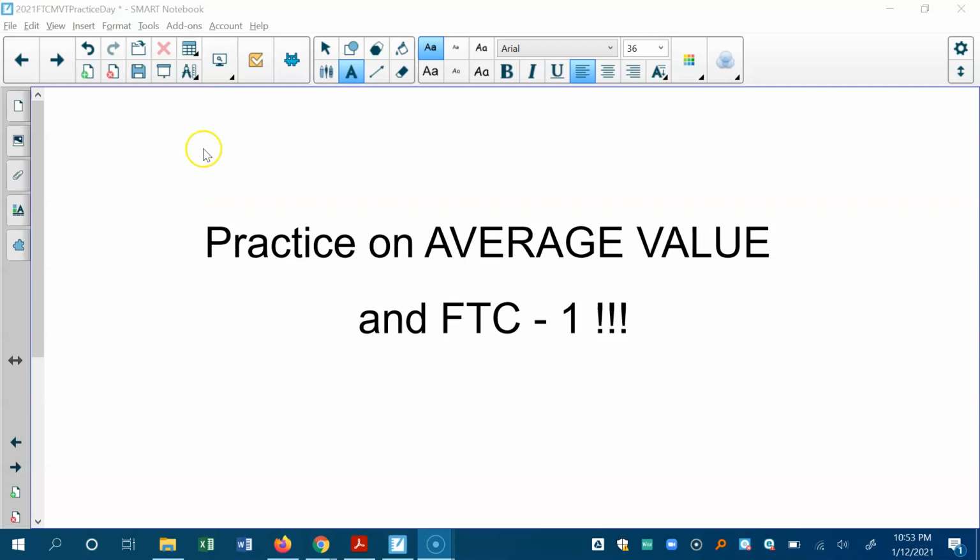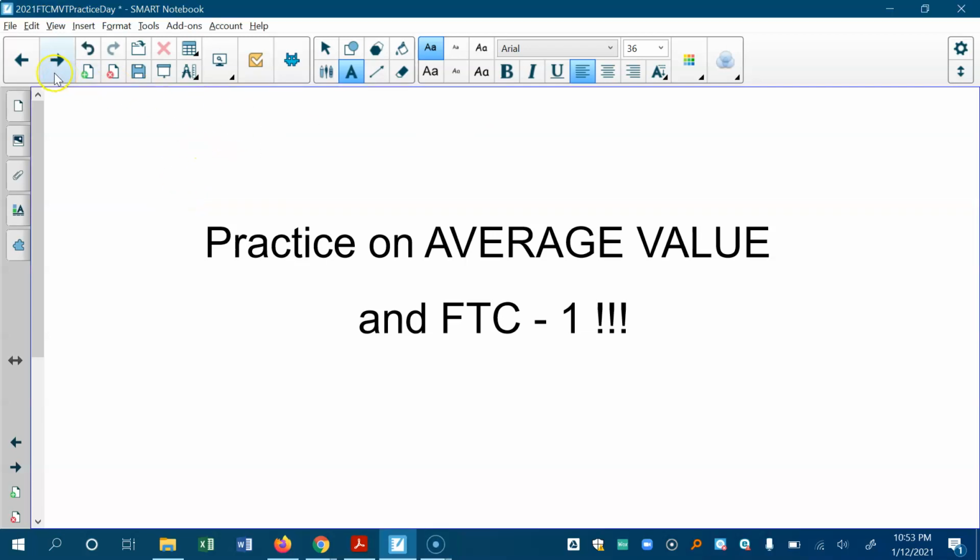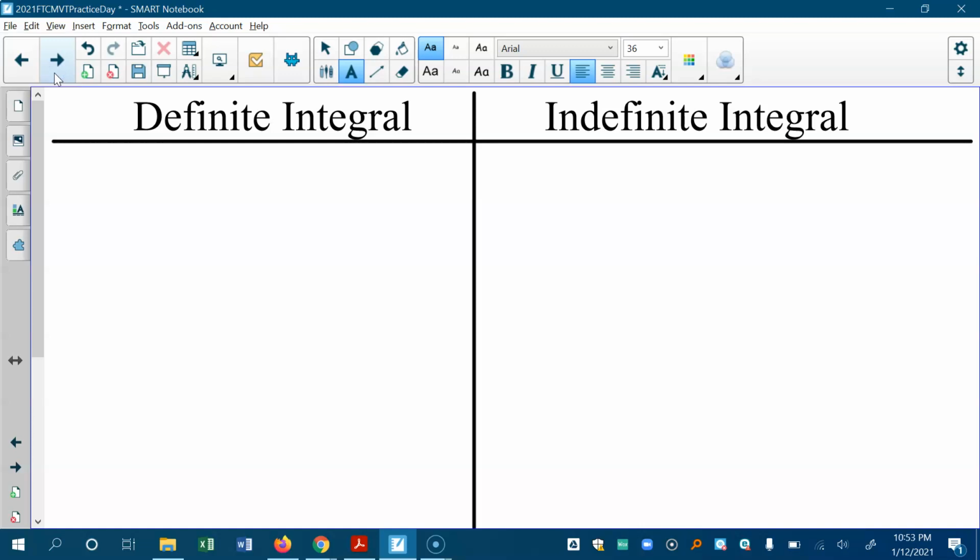Video is for practice on average value and fundamental theorem of calculus part 1. This part is not anywhere really in your notes, but we just wanted to make sure you had the chance to review what the difference between definite and indefinite integrals are. I will tell you first what each one looks like.